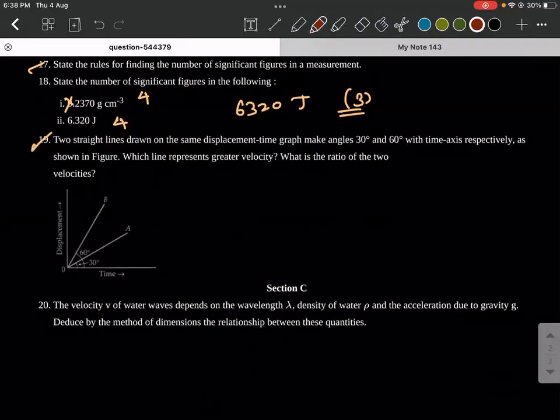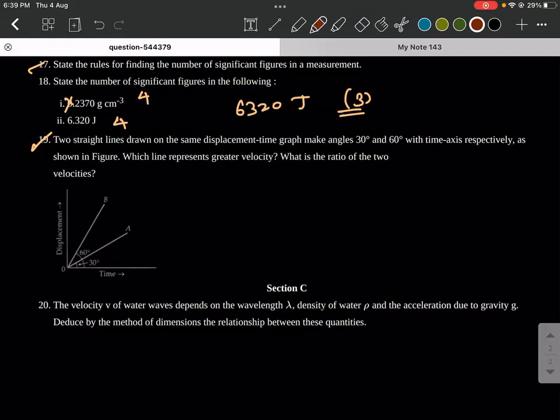19th one. There are 2 straight lines drawn on the same displacement time graph, making an angle 30 degree and 60 degree with x-axis respectively, as shown in the figure. Which represents greater velocity and what is the ratio of their velocities? So if it is a velocity time graph, slope will give you. We did a problem. But what does slope give you? Acceleration. For velocity time graph, slope is acceleration.